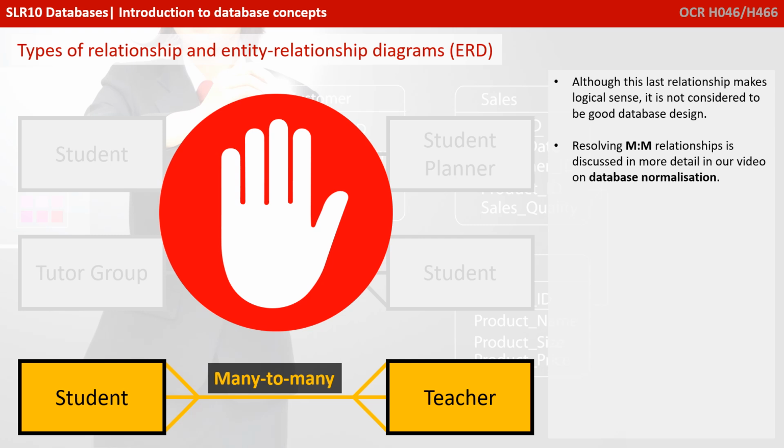Although this last relationship makes logical sense, it is not considered to be a good database design. Resolving many-to-many relationships is discussed in more detail in our video on database normalization.